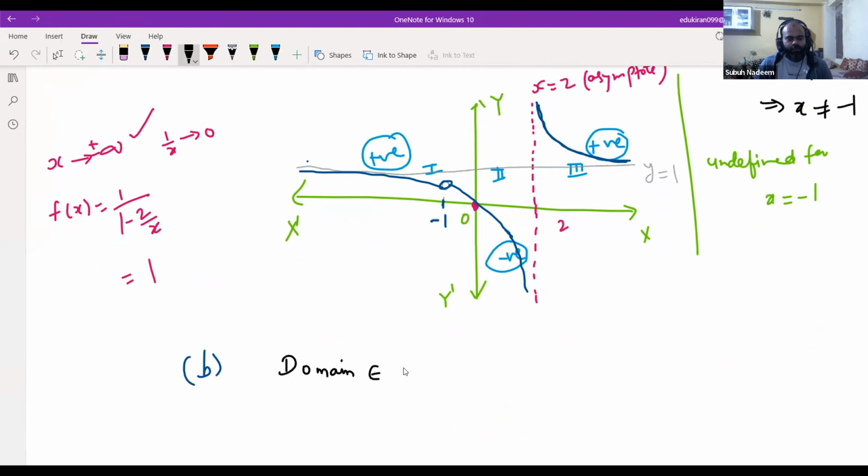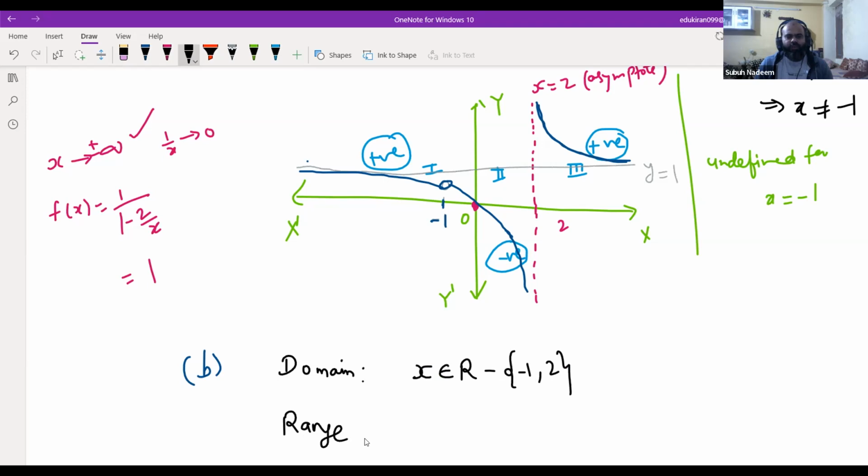We can't take -1 for x, and 2 also, because 2 is an asymptote. We can't take a hole, and we can't take an asymptote also. So this is the domain.